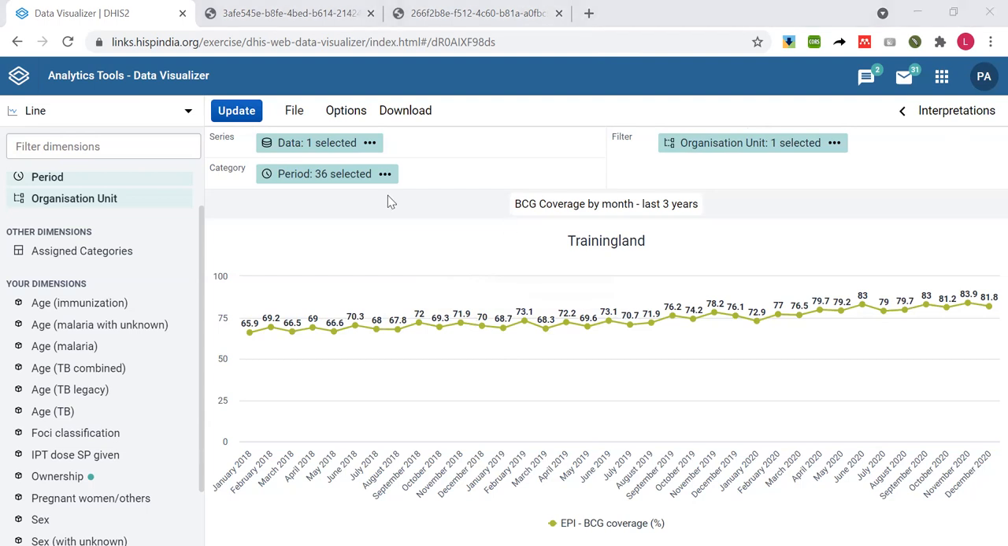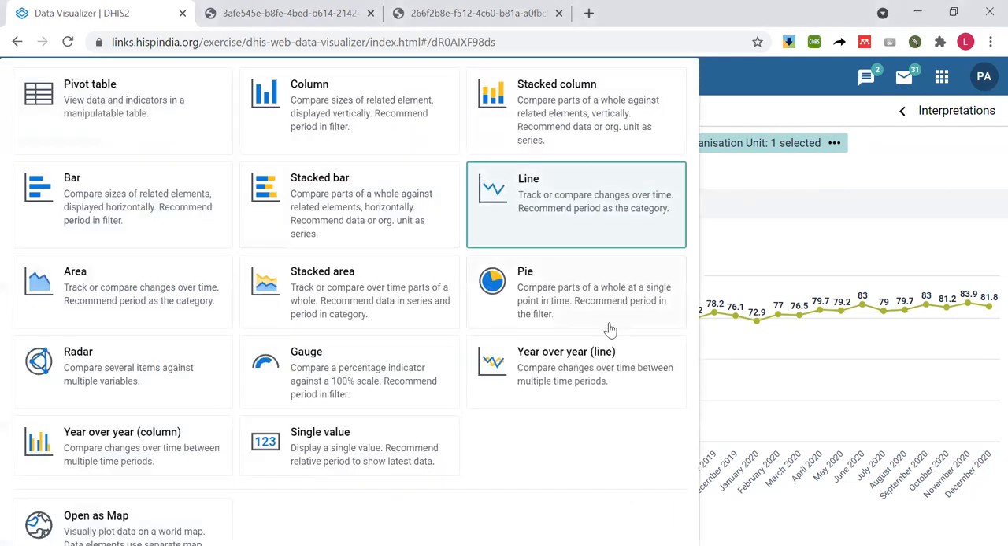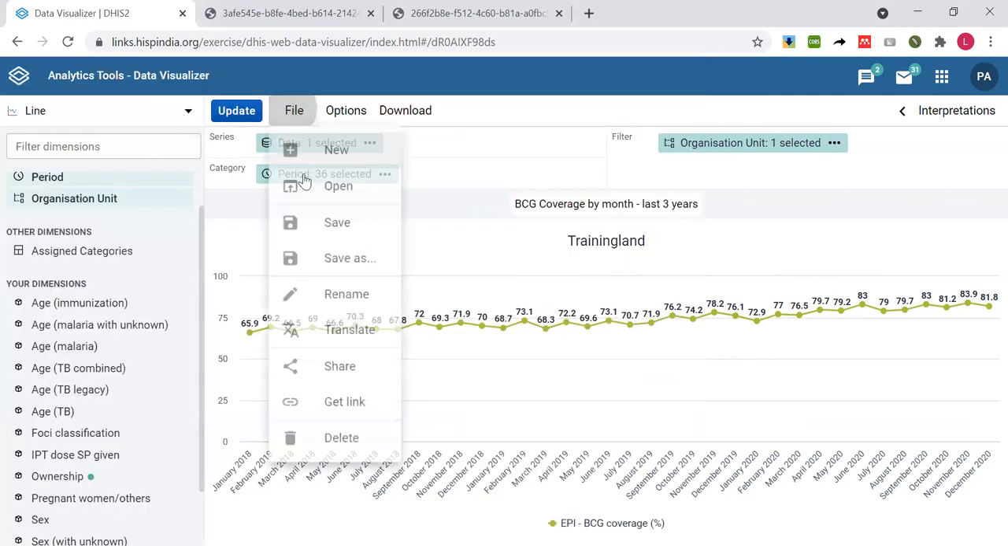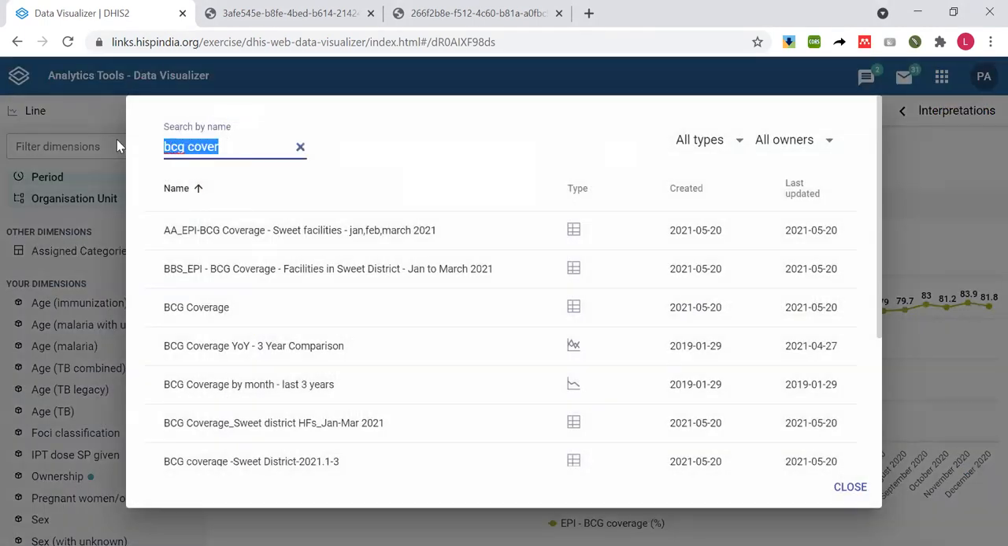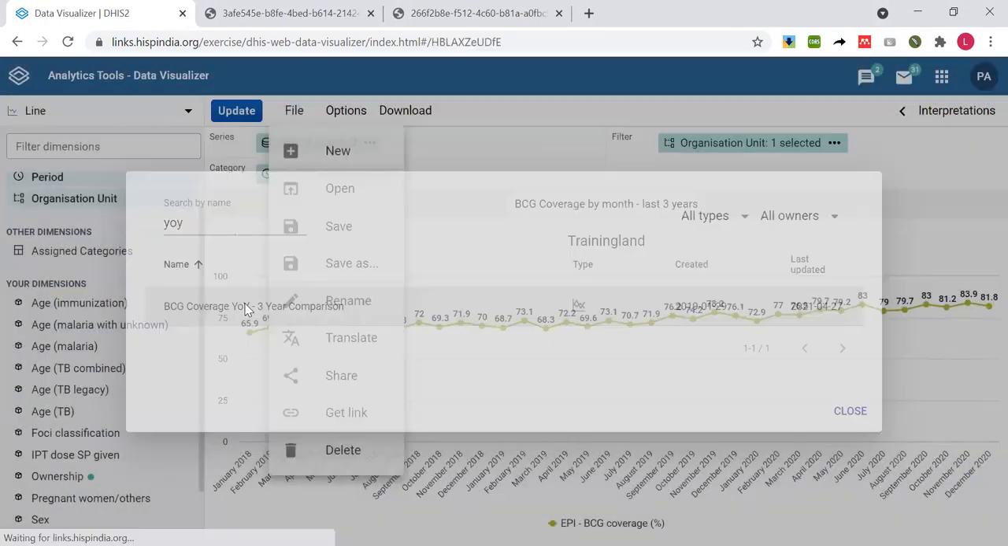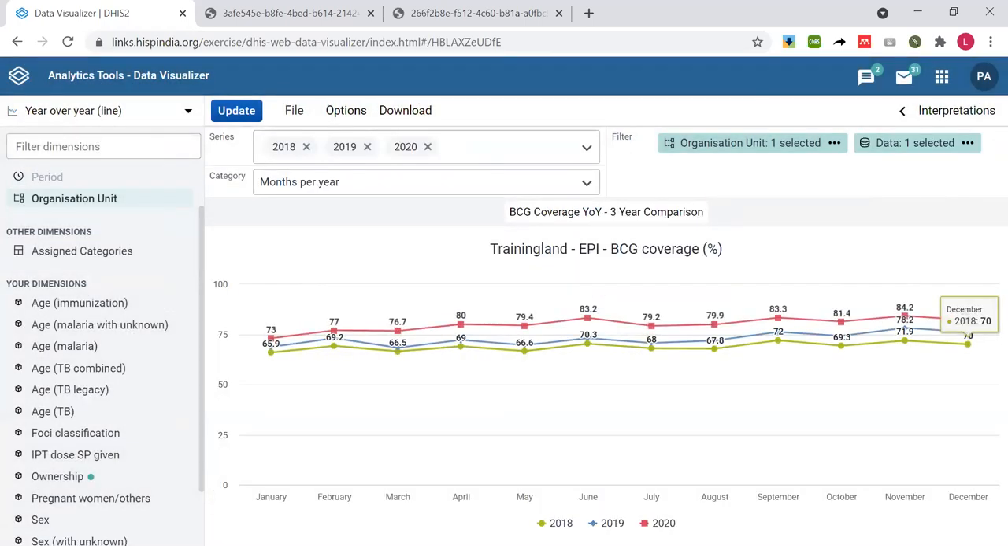Okay, right. And here, what we selected before was year over year line chart, but we also have the year over year column chart, right? There are different types. There are actually two different types that are available for year over year comparison. Okay. Right. Let me try to open that one again. Are there any questions up to this point?